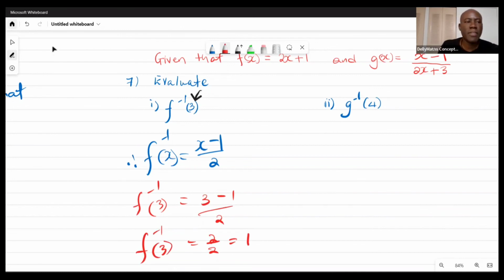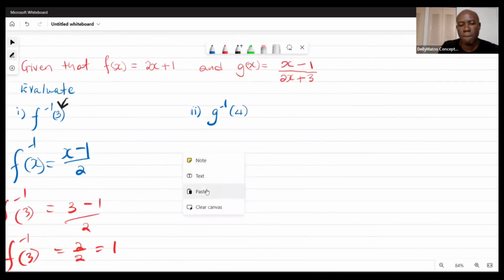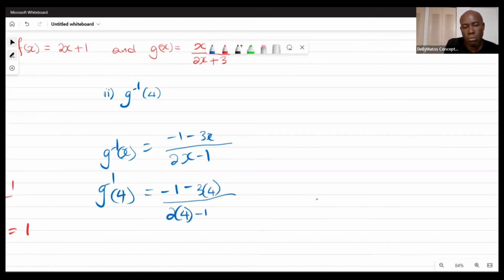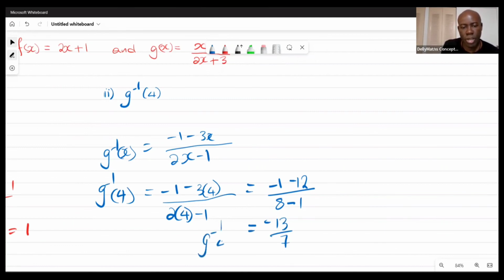That's that. Let's go for the next one. So if I need to find the inverse of g of 4, then let's go. I am going to be putting the 4 where the x is. And this is now equal to (negative 1 minus 12) over (8 minus 1). Try not to make any error. Finally, you're looking at negative 13 over 7. And that's the answer. The inverse of g of 4 is negative 13 over 7.